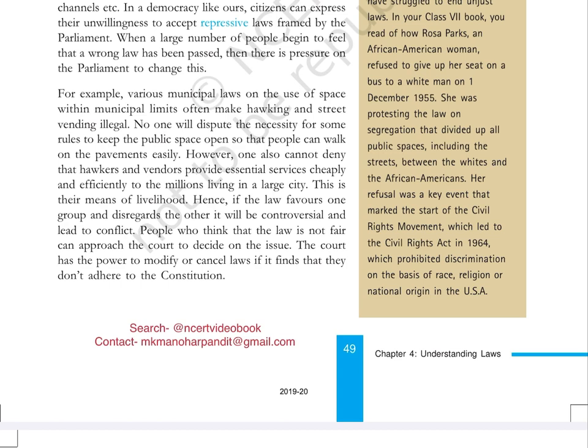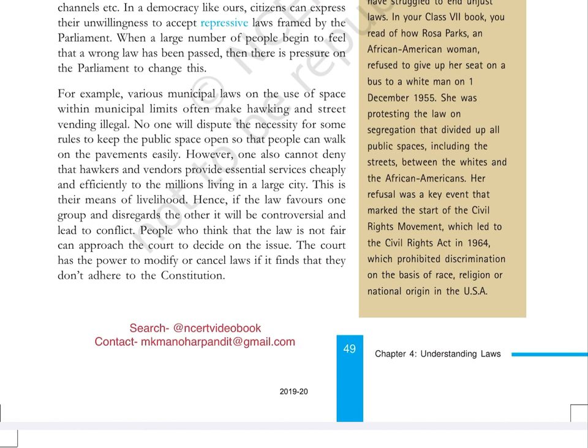Hence, if the law favors one group and disregards the other, it will be controversial and lead to conflict. People who think that the law is not fair can approach the court to decide on the issue. The court has the power to modify or cancel laws if it finds that they don't adhere to the Constitution.